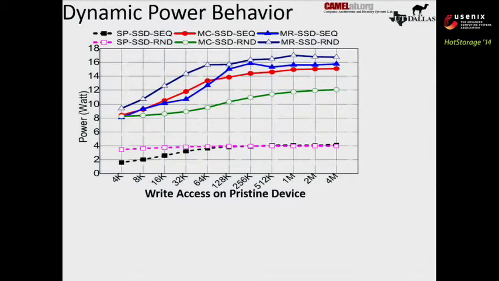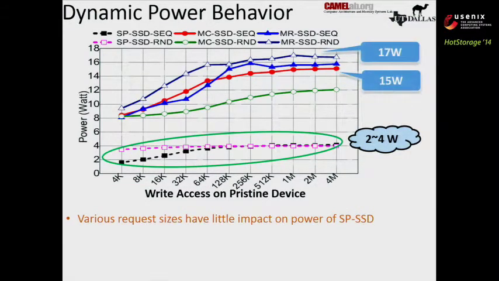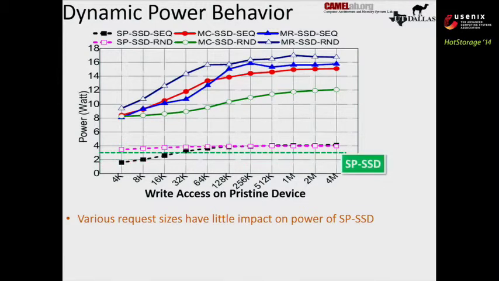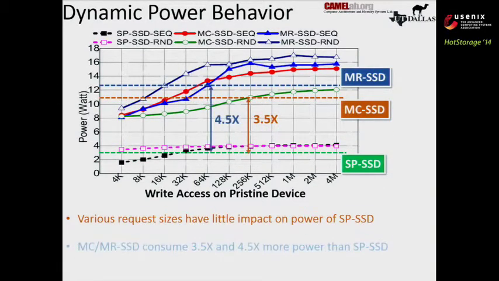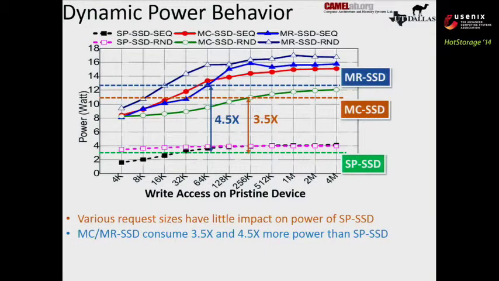In dynamic power behaviors, the SPSSD is also a good low power device. It has a power of 2 watts to 4 watts. But a high performance SSD has 15 watts and 17 watts. After all, it has 3.5 times more power and 4.5 times more power compared to SPSSD.